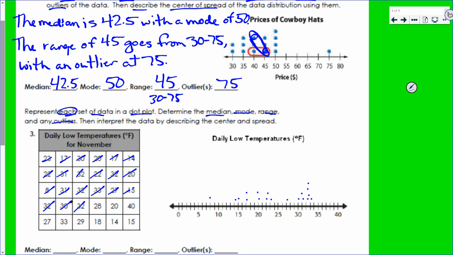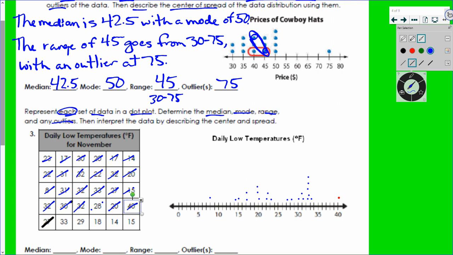So let's see how many we've done. 1, 2, 3, 4. That is my fifth 32. 28, 20, 40, 27.